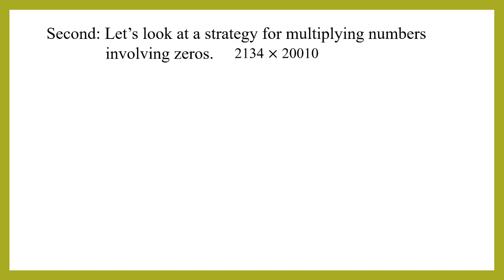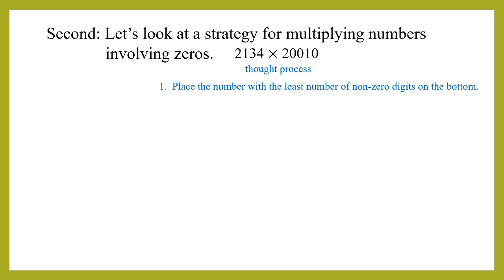Okay, second, let's look at a strategy for multiplying numbers involving zeros. If you take 2,134 times 20,010, the thought process would be, first, place the number with the least number of non-zero digits on the bottom. So we take 20,010 times 2,134. This looks a little funny to you because you were not taught to do this in the traditional method. You were taught to put the smaller number on the bottom.